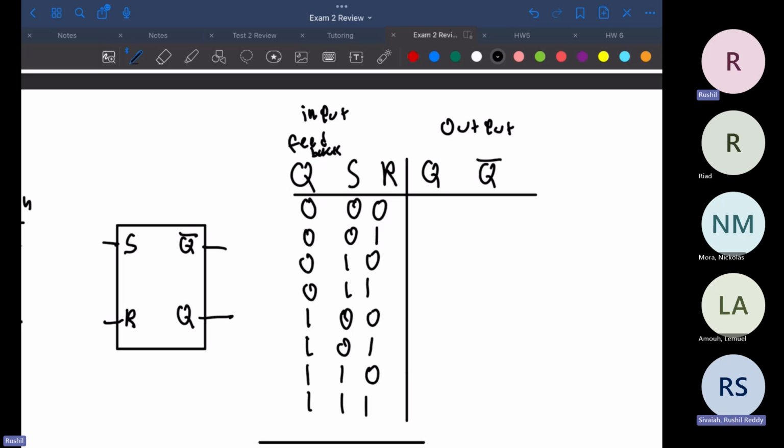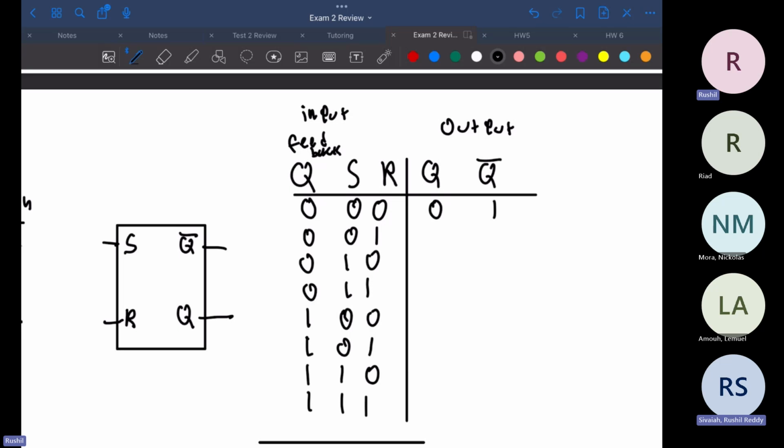Okay, so with this, if your Q is a 0 and your S and your R are zeros, what's the next Q going to be equal to? It's just whatever the previous is. Yeah, so it's going to be 0, because there's no change. And then obviously Q inverted.